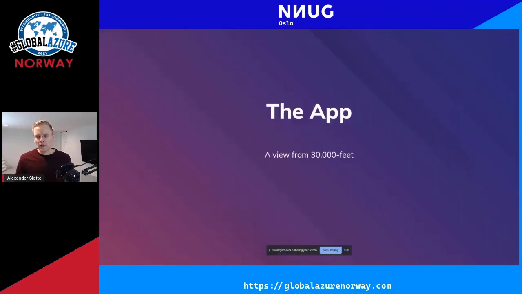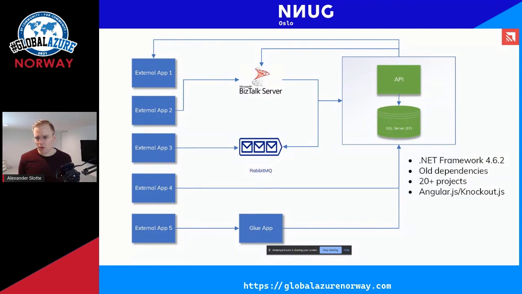So to start off, let's look at the application. The app is a very standard .NET Framework app. It's a large monolith with 20 projects of varying sizes. It has a lot of old dependencies, so a lot of NuGet packages that haven't been updated for years and years and years. We'll see that later in this talk as well. And the front end is an AngularJS and Knockout.js front end, so it's not necessarily web forms or anything like that, but just a plain old JavaScript framework on top.